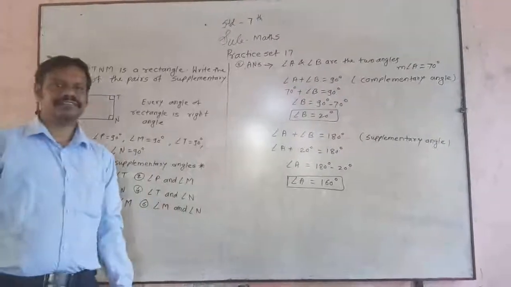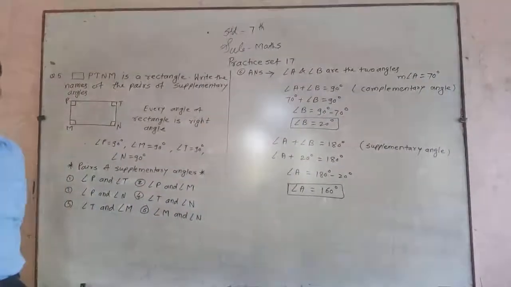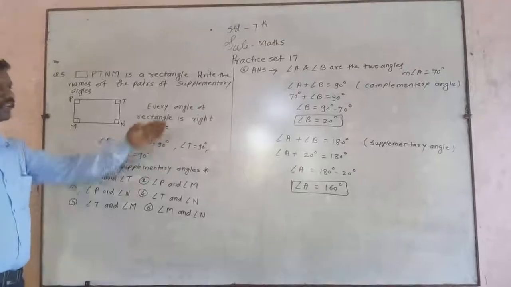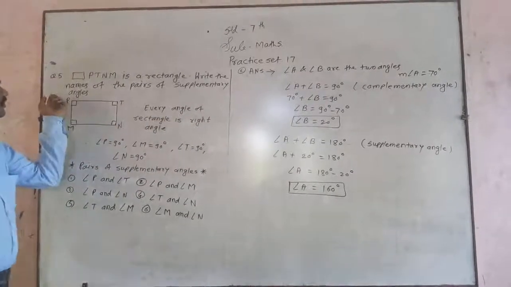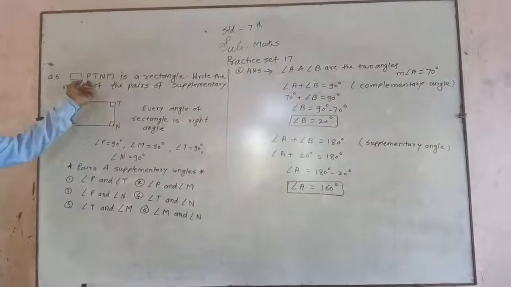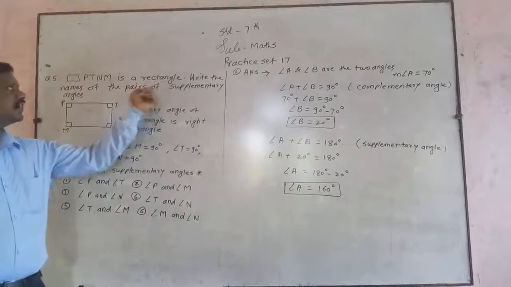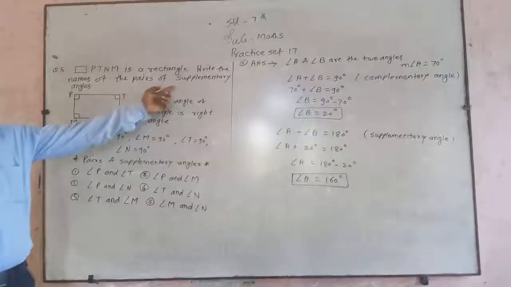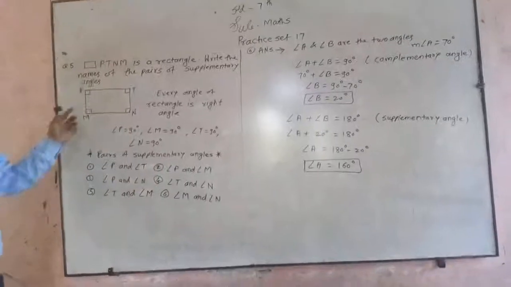The online class of 7th standard. Today we are going to see practice set 17, question number 5 and 6. So first, question number 5. PTMN is a rectangle. Write the names of the pairs of supplementary angles.